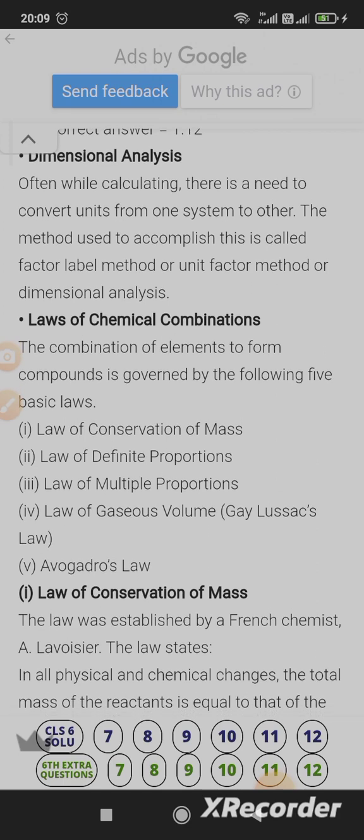Often while calculating, there is a need to convert units from one system to another. The method used to accomplish this is called the factor label method, unit factor method, or dimensional analysis.